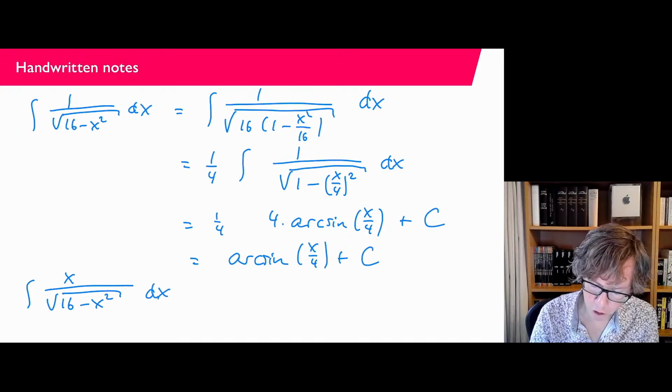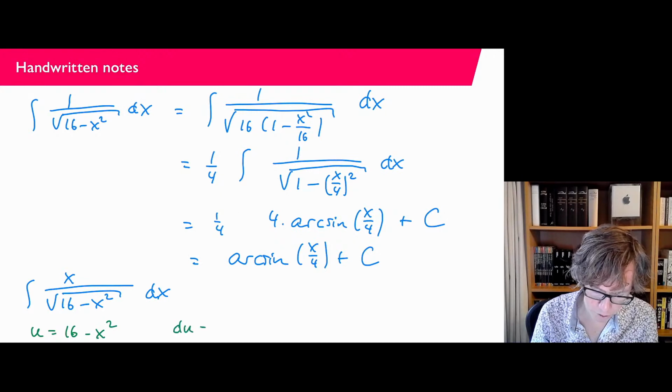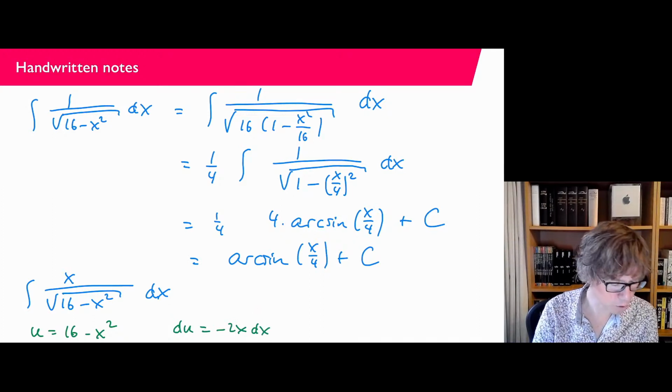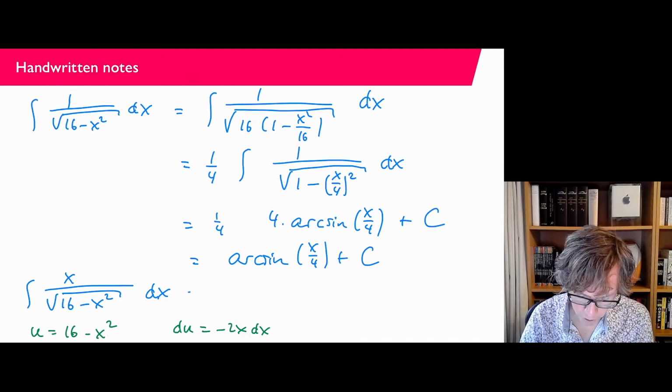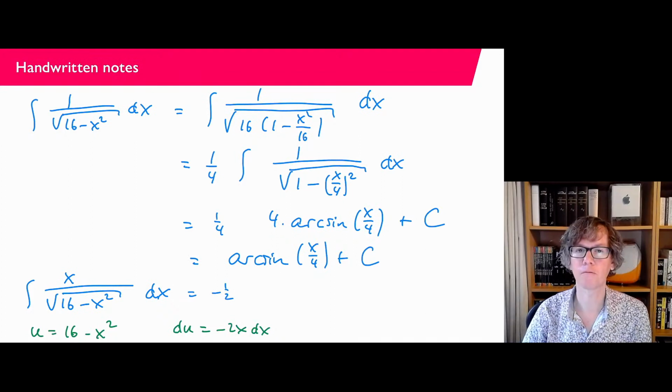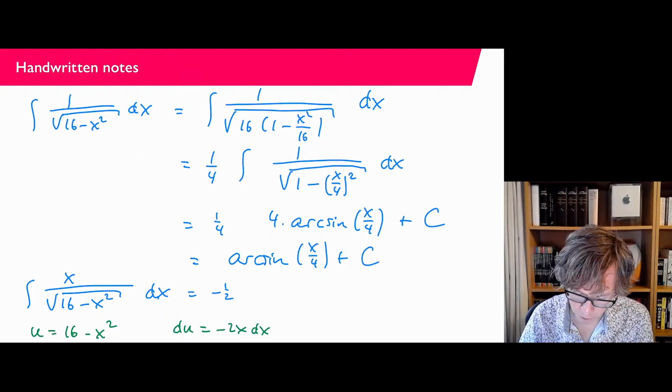So I'm going to do the substitution u equals 16 minus x squared. So du equals minus 2x dx. Let's plug that in. So what we get is minus 1/2, because of the minus 2 in the du, integral du over square root of u.